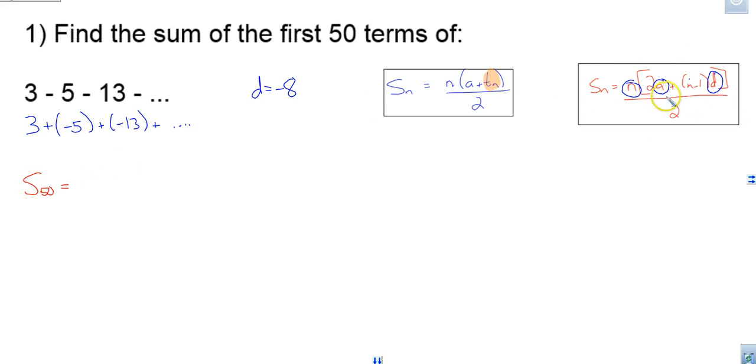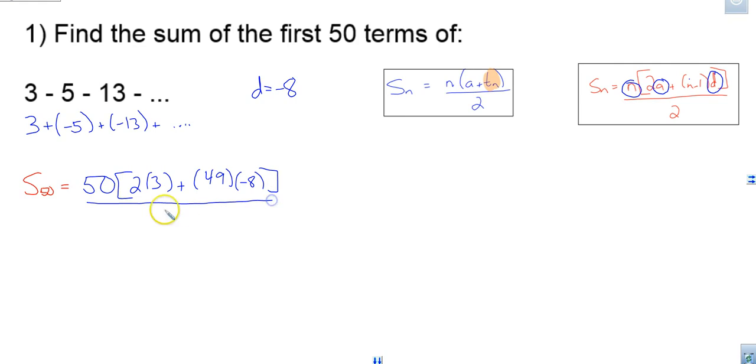Alright, so now I'm going to use this formula right here to come up with my sum. This n value is 50, times 2 times a, which is 2 times 3, plus n minus 1. Remember, you can write n minus 1, or you can just write down what it is, so it's 49 times d, and then the whole thing is divided by 2. Punch this into your calculator and get an answer. I get an answer of negative 9,650.